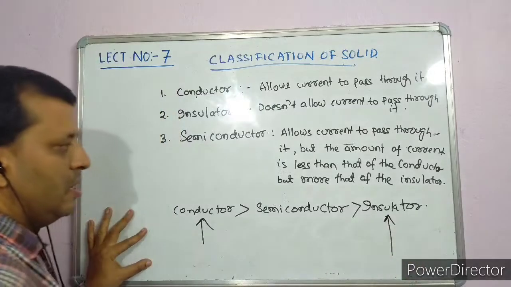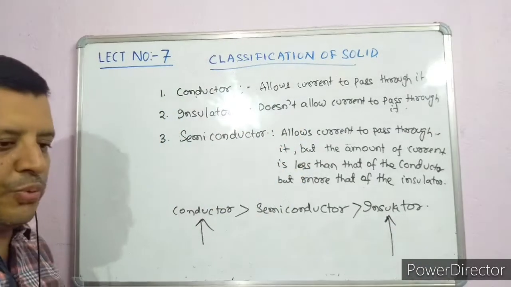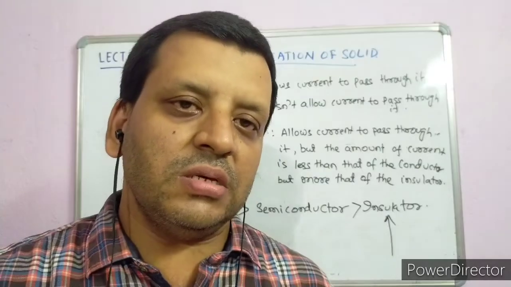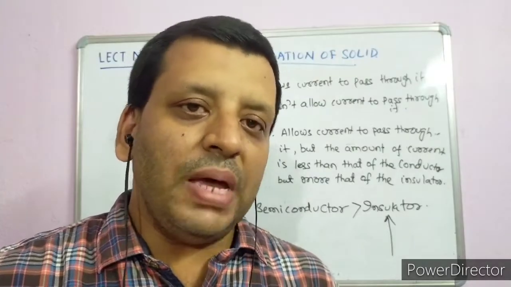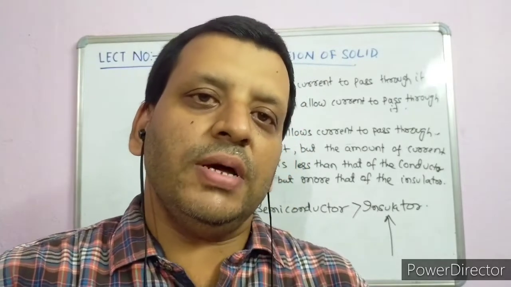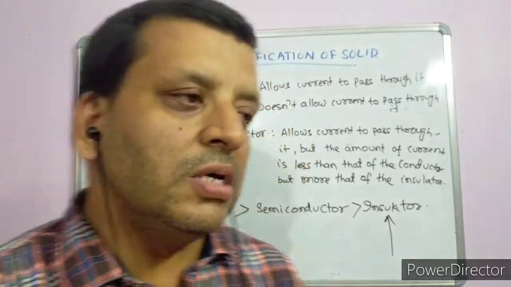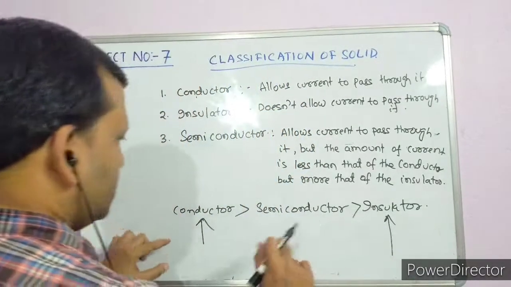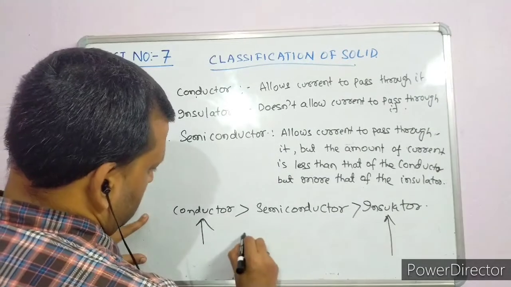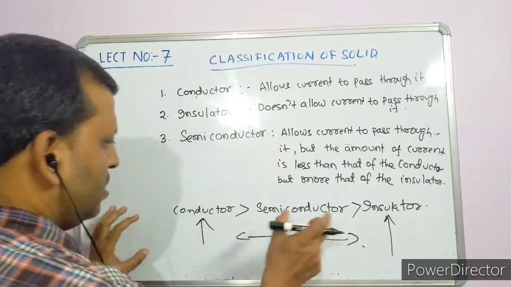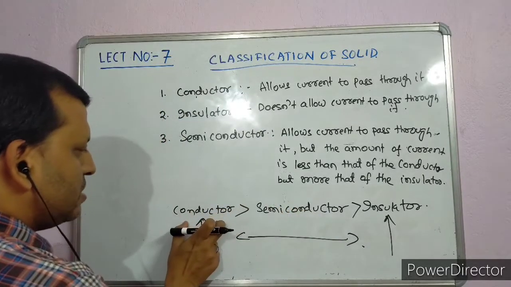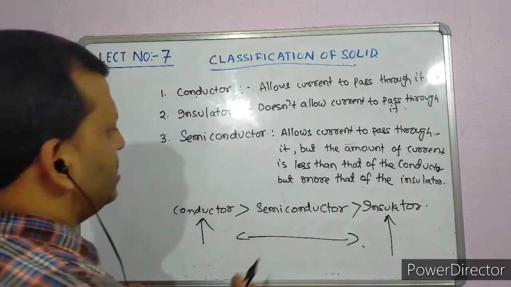An insulator does not allow current to pass through it. That does not mean that no current can pass through it; there may be some current, but it is altogether negligibly small, so we can ignore it. So this is least, this is highest, and this is in between. The current available in a semiconductor is less than that of the conductor, but more than that of the insulator.